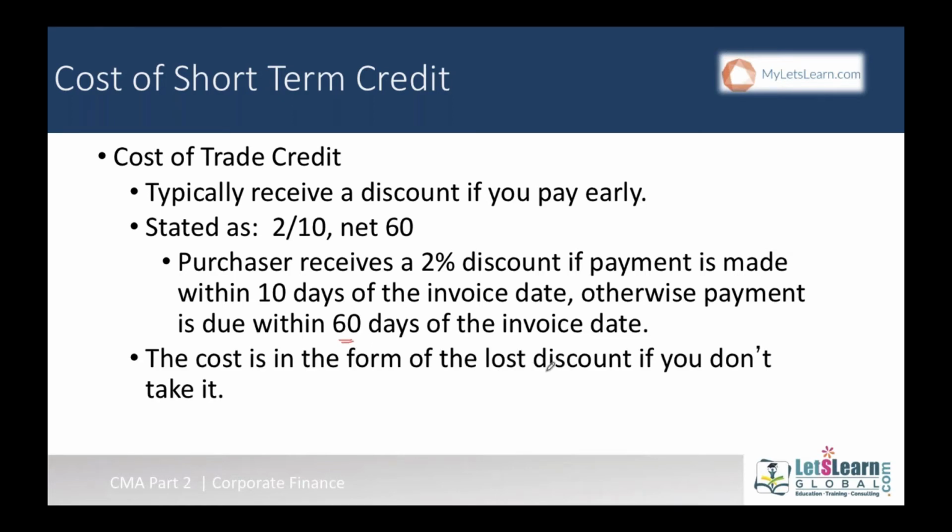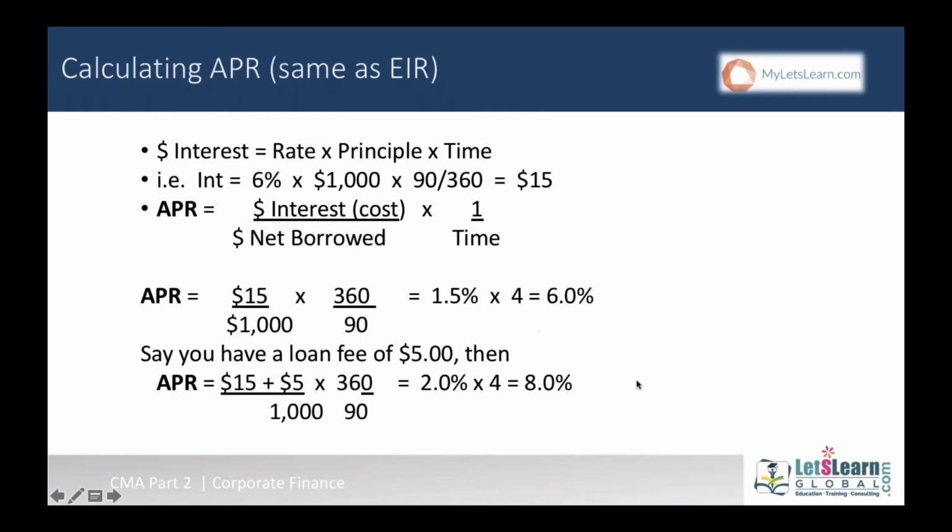So the cost of the discount, what we lost by offering these terms, let's see here, 6% interest, which is $15, but your customer is paying in 90 days, it should be 60 days, then it will give you a different amount. And if you have a loan fee, you have 5% or $5. The $5 should also be considered.